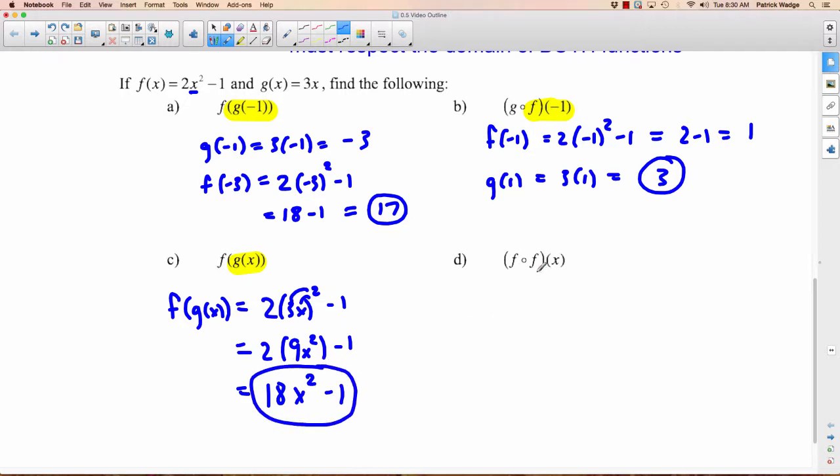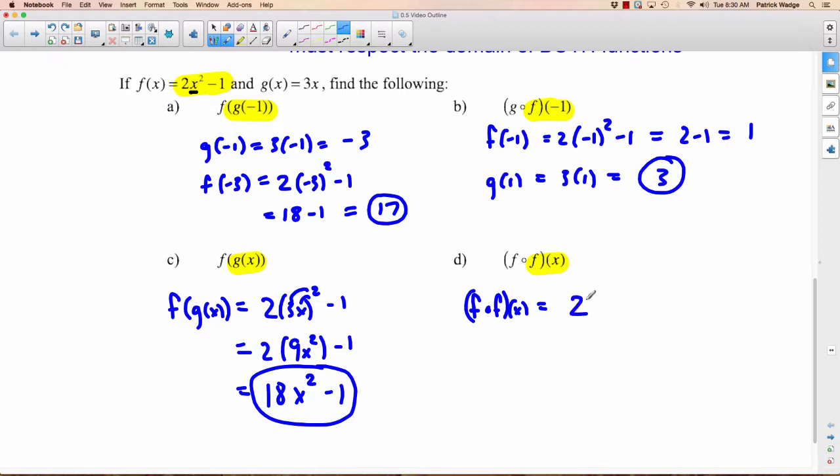Last one similar. This time you have f of f of x. What does that mean? That means you're going to take the inner function, f of x, and you're going to plug that into f. Weird, right? So wherever you see an x here, you're going to put the f of x function, which is 2x squared minus 1. So we're taking f of x, which is 2x squared minus 1, and plugging it into the x right there.